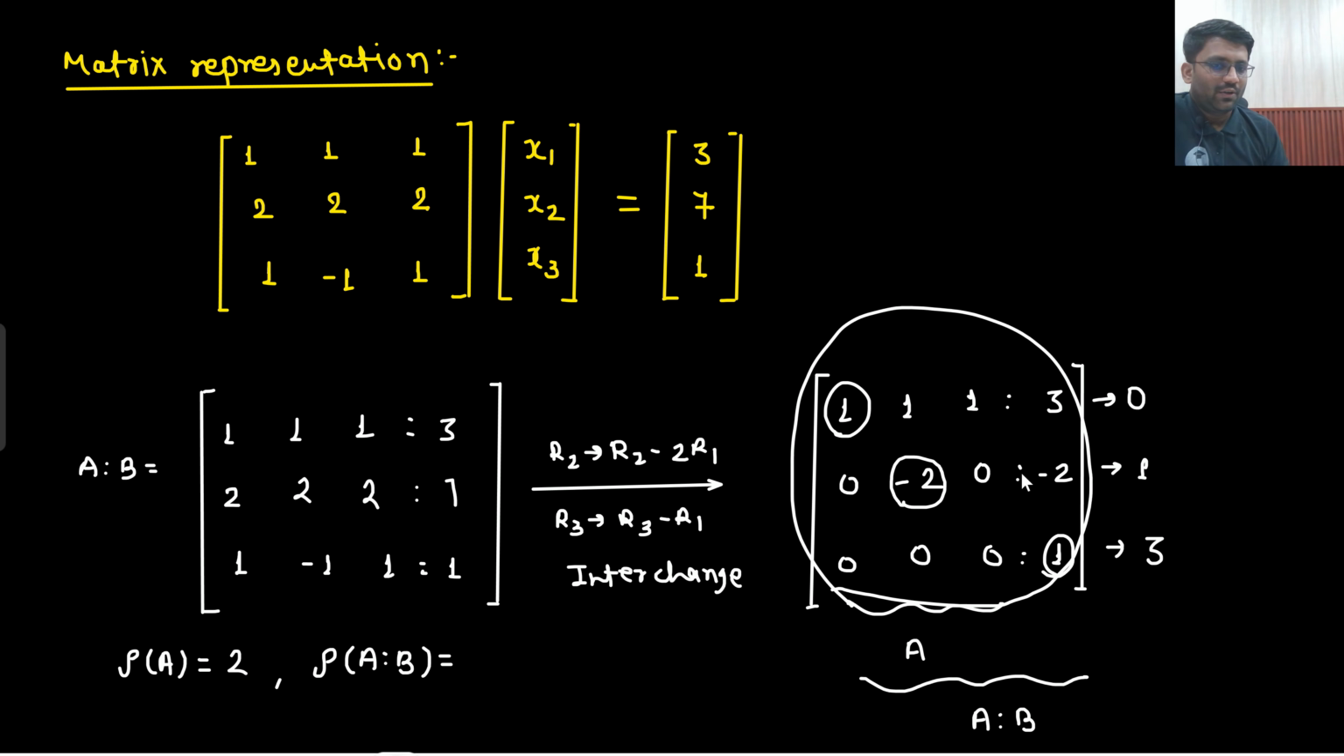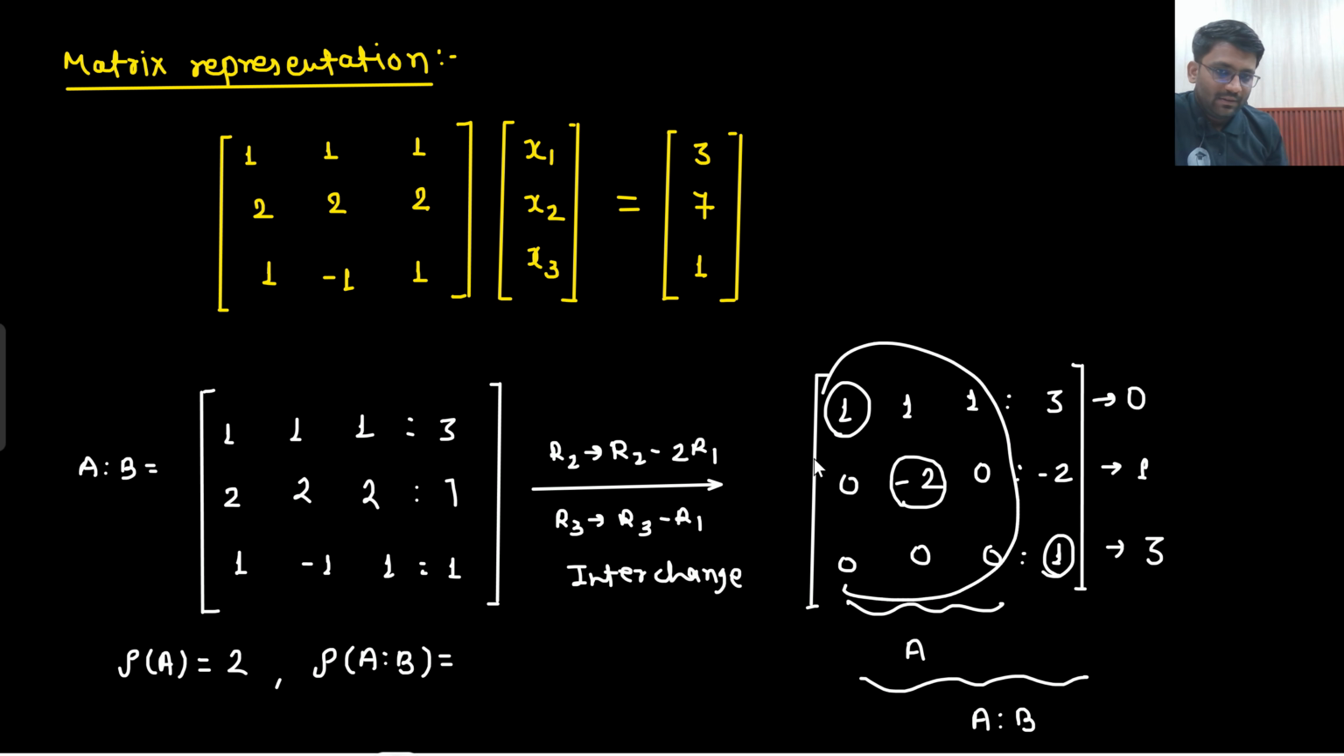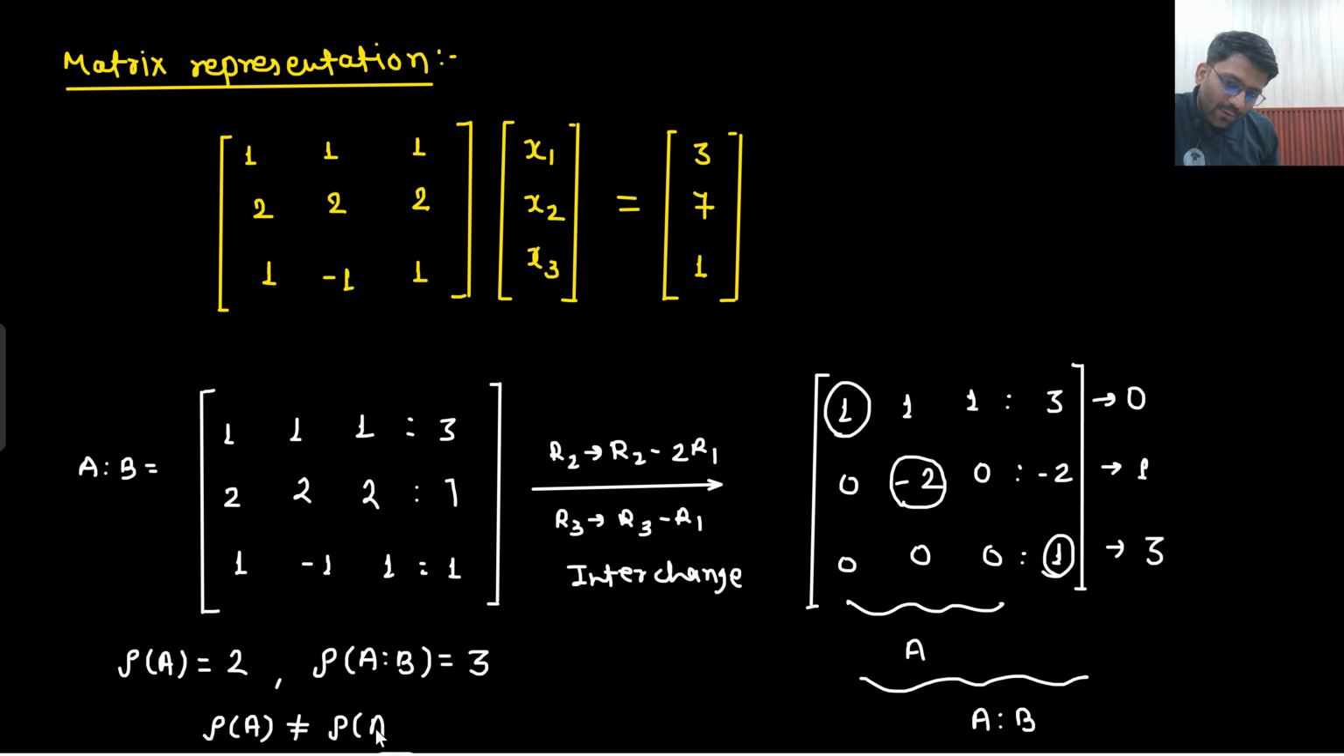First row is non-zero, second row is non-zero, third row is also non-zero: 0, 0, 0, 1. A augmented B is this much. This is your A and this is your A augmented B. So what is the rank of A augmented B? That is 3. If rank of A is not equal to rank of A augmented B, then what is it representing? It is representing no solution.